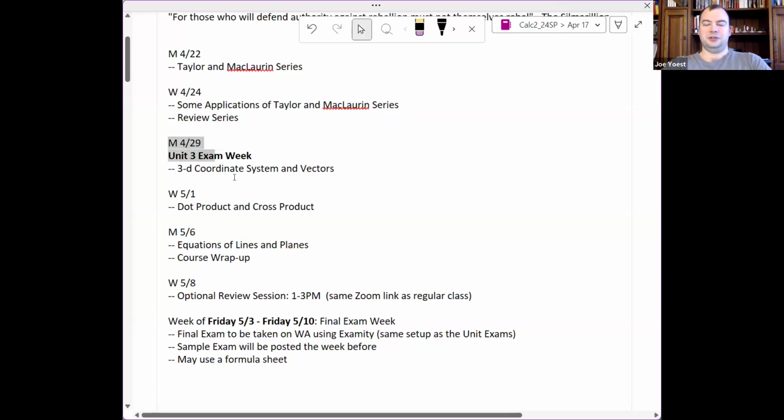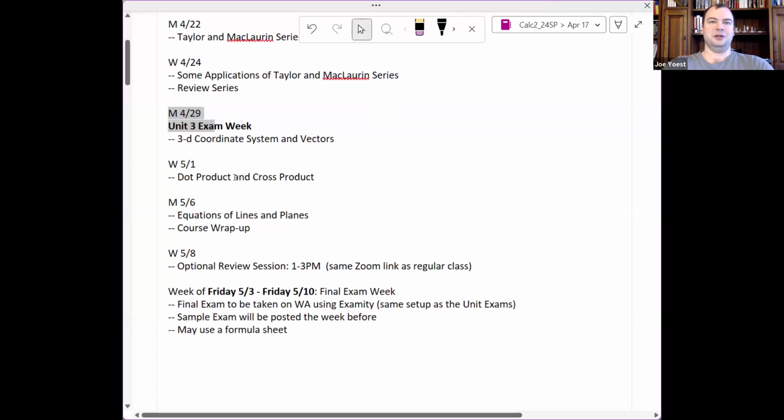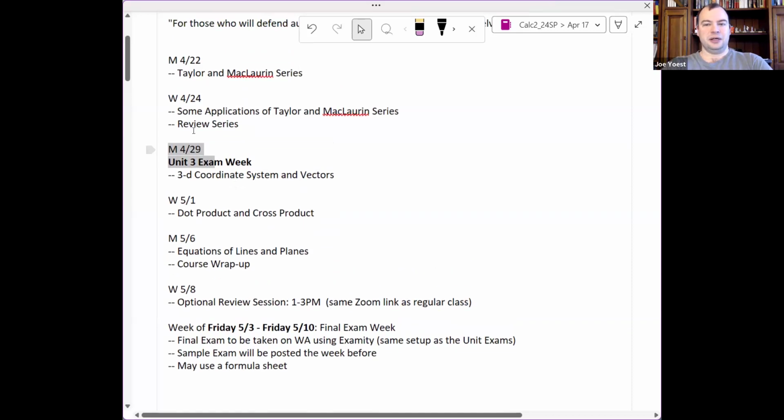The week of 4/29 is Unit 3 exams, so very similar to Unit 1 and Unit 2 exams. There will be a sample exam posted next week. It'll be through Examity, same setup as before. You can use a formula sheet. So all of that, same idea as before.